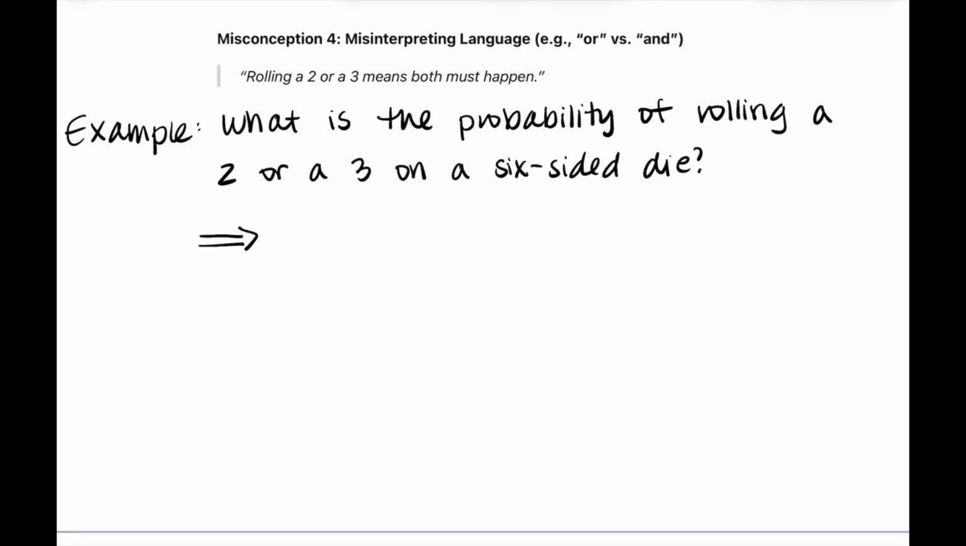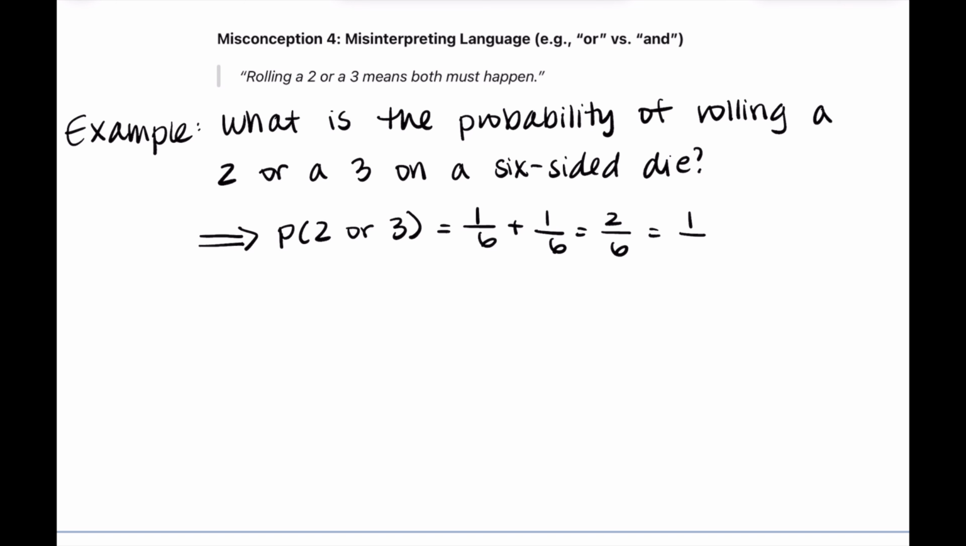Misconception number 4 is misinterpreting language. For example, or versus and. So here it says rolling a 2 or a 3 means both must happen. So an example word problem would be, what is the probability of rolling a 2 or a 3 on a 6-sided die? So we have two separate events here, probability of rolling a 2 or the probability of rolling a 3. That means we would add up both of the events.